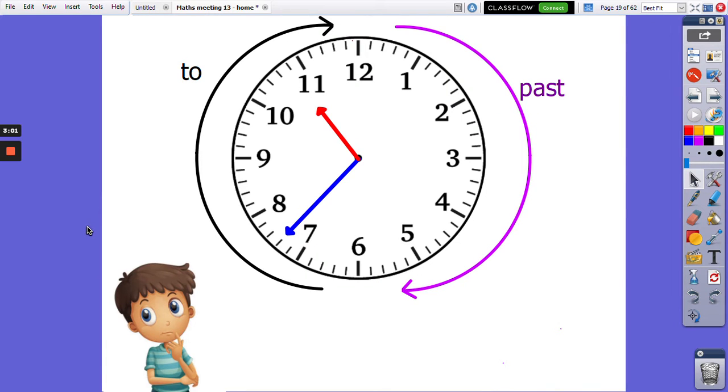Okay, we're going to tell the time now. Have a look at the clock face. Are we going to, or past? You can tell me the time in analog or digital or both. Okay, off you go.